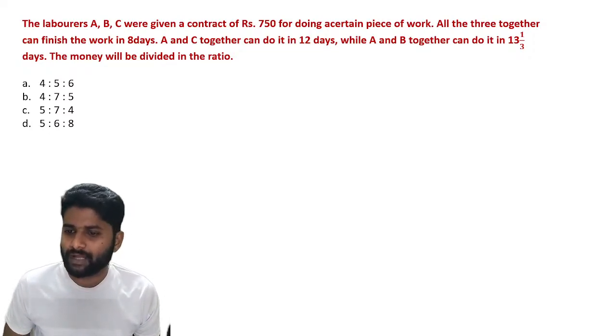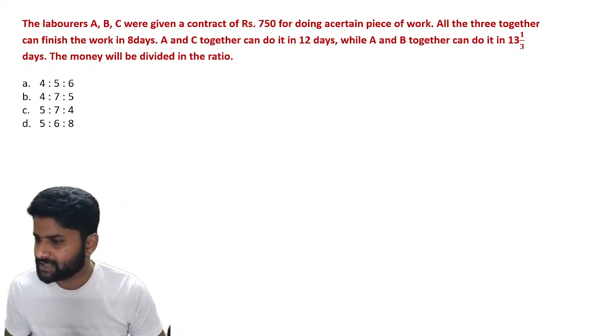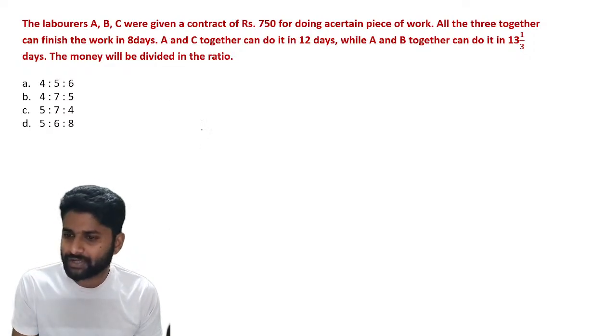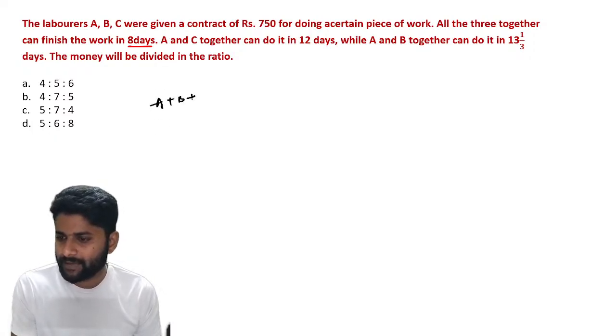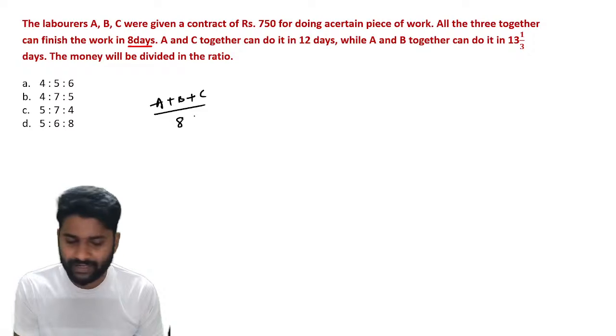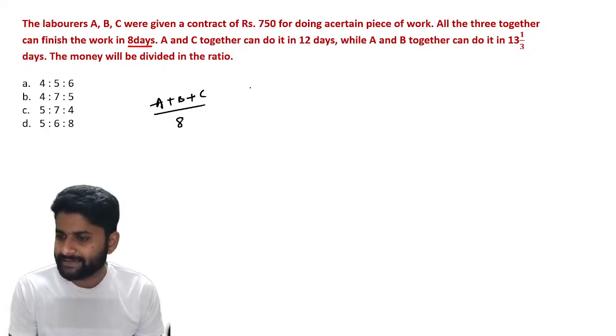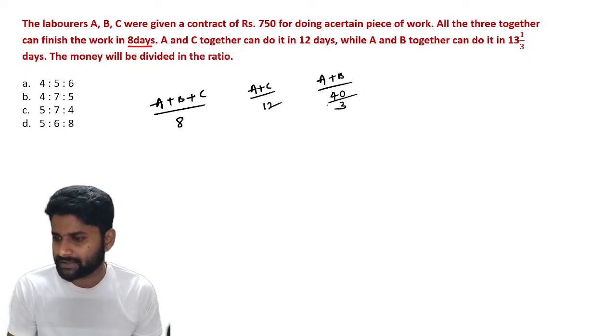Now see, the laborers A, B, C were given a contract for 750 for doing a certain piece of work. If all work together, they will finish the work in 8 days. A, B, C together will complete the work in 8 days. A and C together can complete the work in 12 days. A and B together will complete the work in 13 1/3, which is 40 by 3 days.